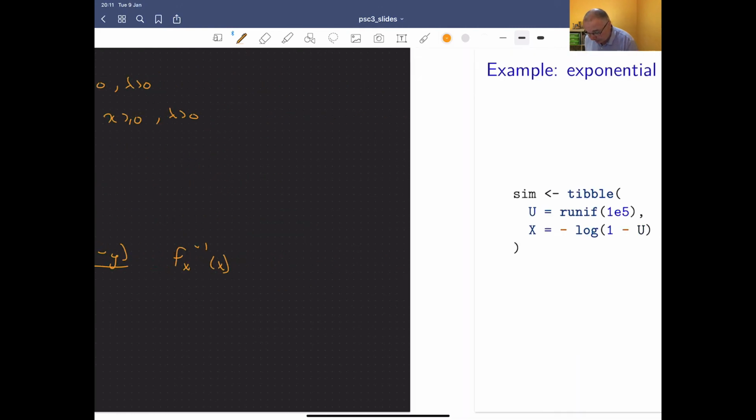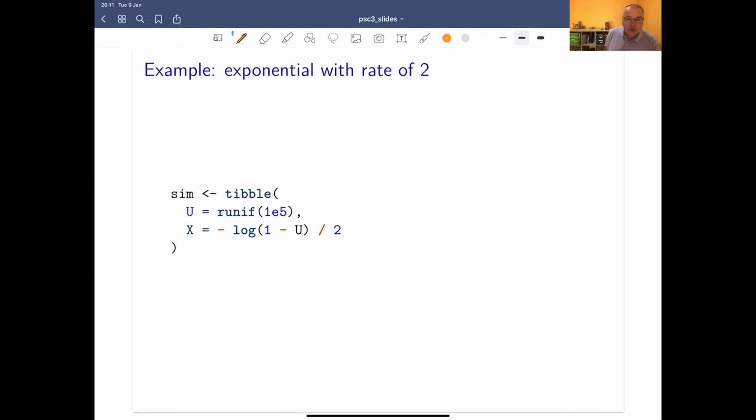So let's see an example. What I'm going to do is an exponential with rate of 2. So here's the R code. What we've done is we've created some uniforms. In this case, I've created 10,000 observations from a uniform 0, 1 distribution. Then to get my x, all I do is calculate 1 minus that. Obviously, it's doing element-wise vectorization. Take the log, minus, over 2. So is this looking right?